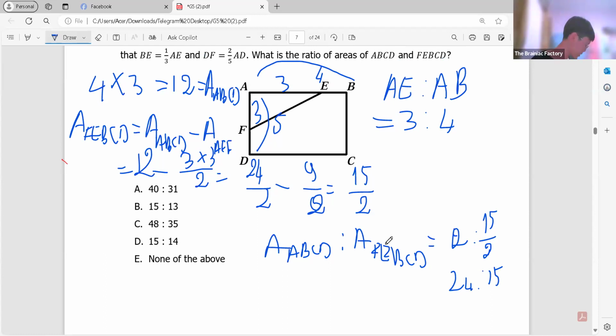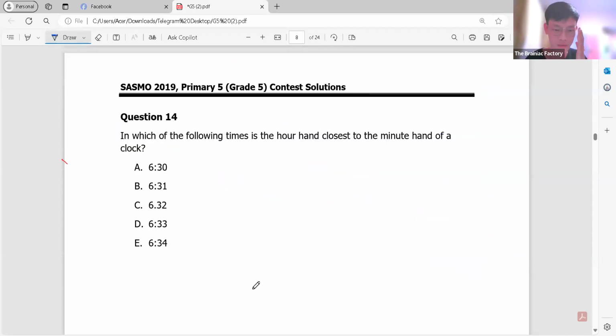Excuse me guys, I think there's some mistake with my solution. I'm gonna check a bit. Okay, I think we're gonna skip this one because the answer is actually wrong. Yeah, let's do this one first.